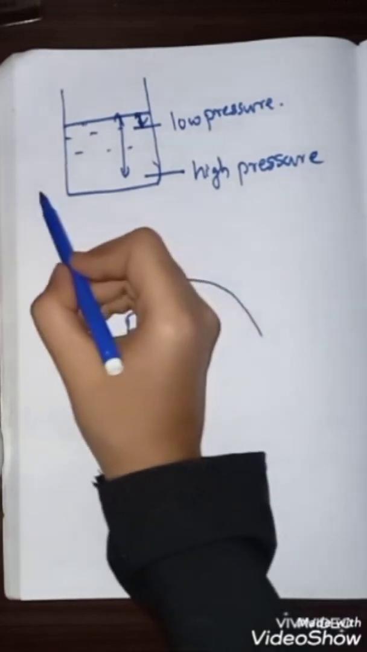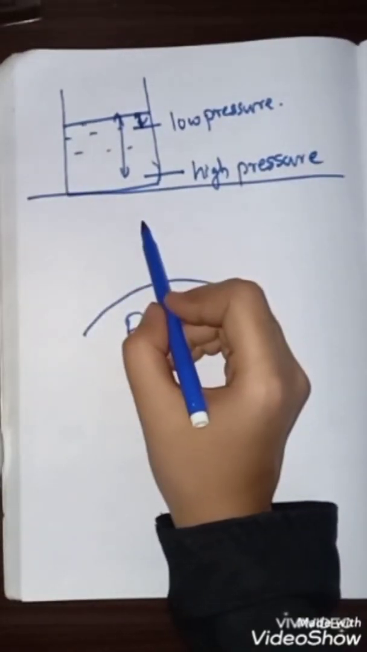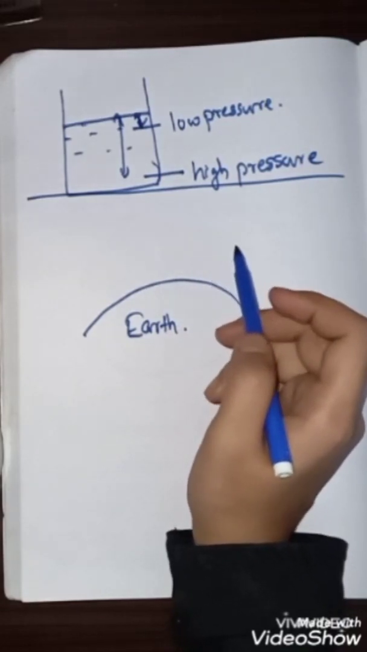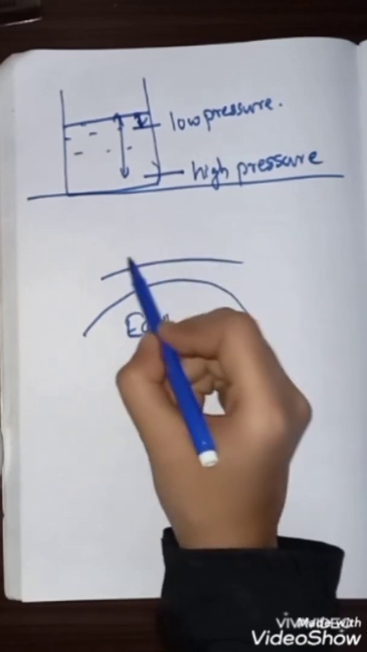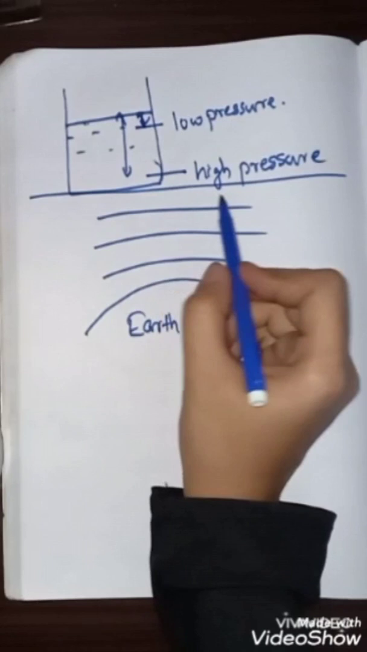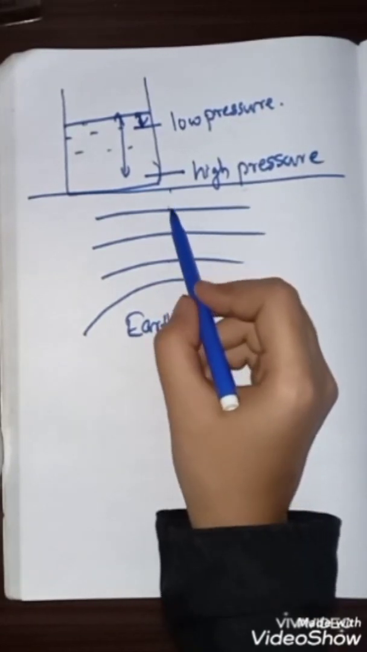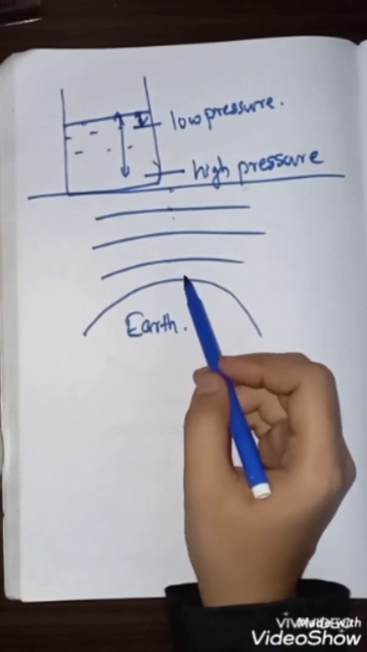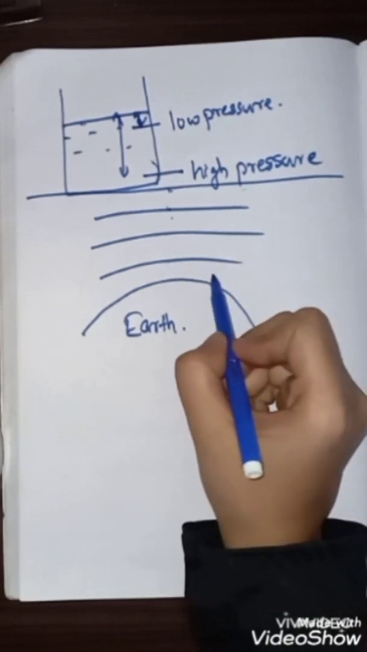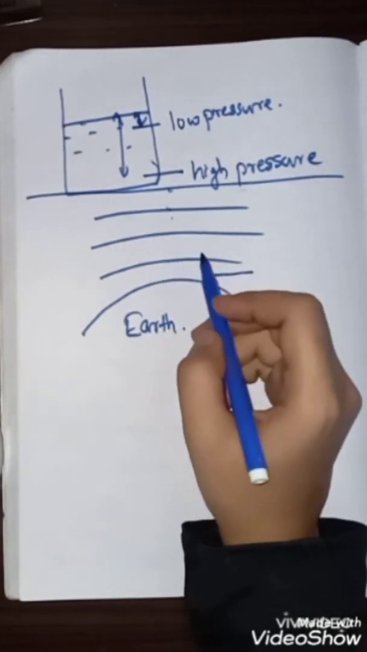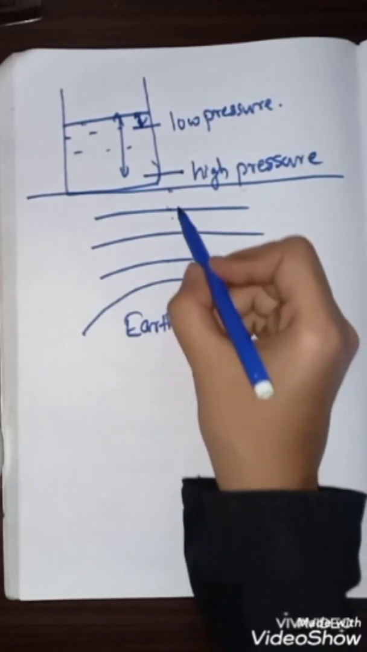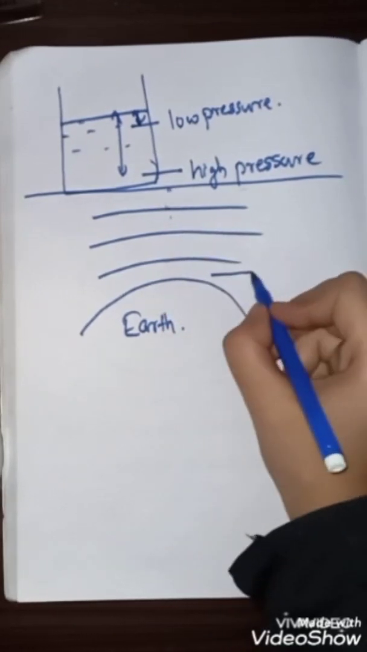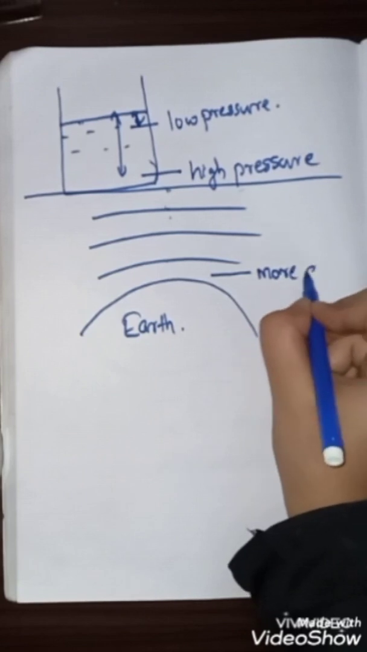This atmosphere can be classified into different layers. This layer is very far away from the earth and this layer is very near to the earth. Here, we take this layer. The air above this layer is more. Am I right? The air above this part is more. That is, more air is here.